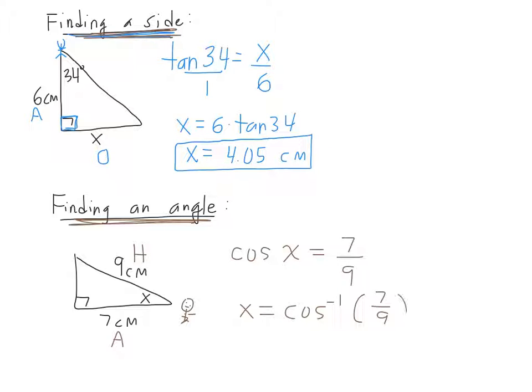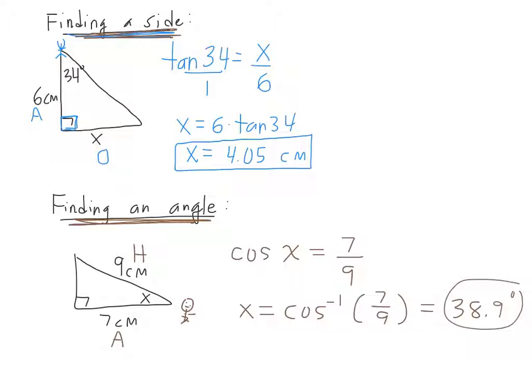To work backwards and remove that cosine and solve for x, we need inverse cosine. We write that as cos to the negative 1. So x would equal inverse cosine of parentheses 7 over 9. It's very important you write down that notation. You won't get full credit without it. So from there, if you go straight to your calculator, you're going to get 38.9 degrees for this missing angle.